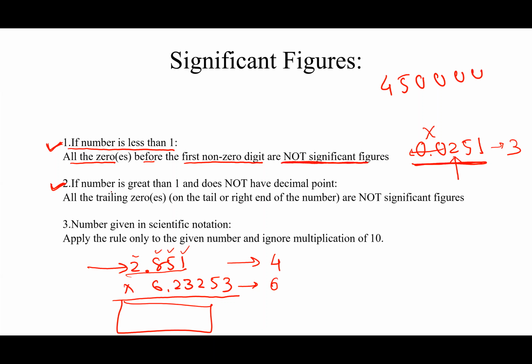The second rule, the number has to be greater than 1. So yes, if the number is greater than 1, and there is a second condition. It's not just the one condition. The other condition is that it does not have a decimal point in the number. If I give you a number which is larger than 1, and it does not have a decimal place at all, then in this case, all the trailing zeros, meaning the 0s on the right side of the number, or on the tail side, are not considered as significant figures.